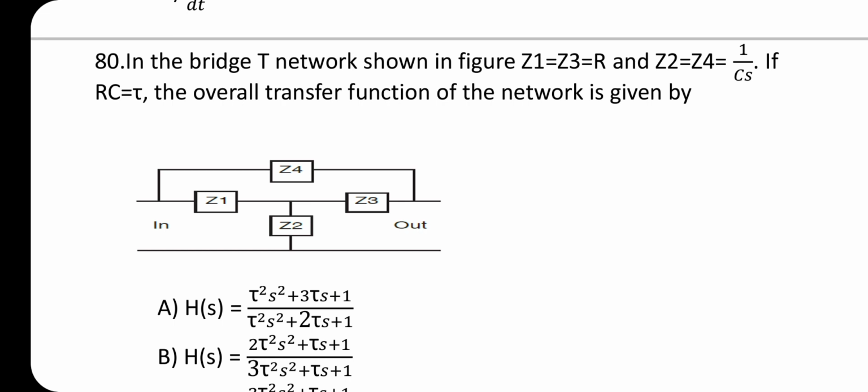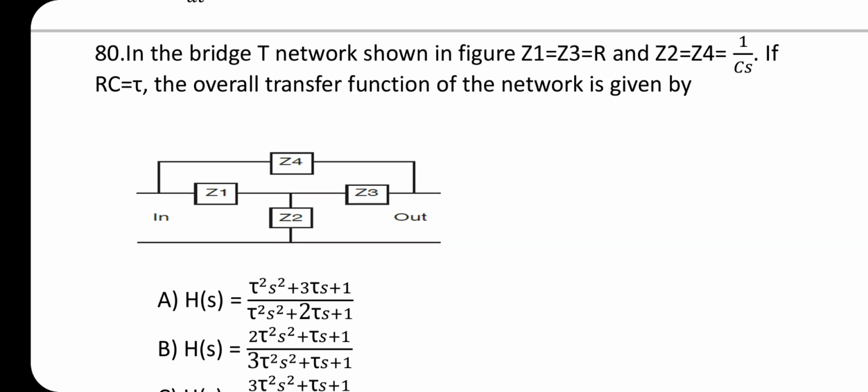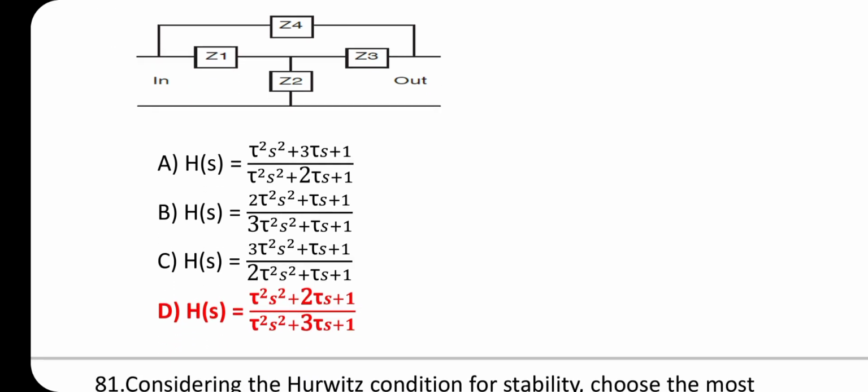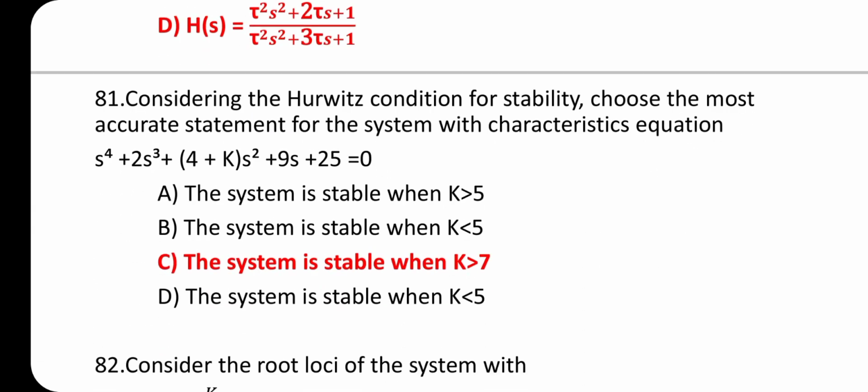18th question. In the bridge T network shown in figure, Z1 equal to Z3 equal to R and Z2 equal to Z4 equal to 1 by Cs. If RC equal to tau, the overall transfer function of the network is given by option D, H of S equal to tau square S square plus 2 tau S plus 1 divided by tau square S square plus 3 tau S plus 1.